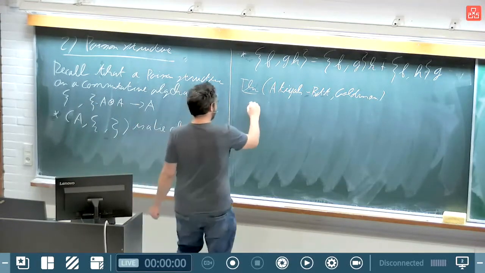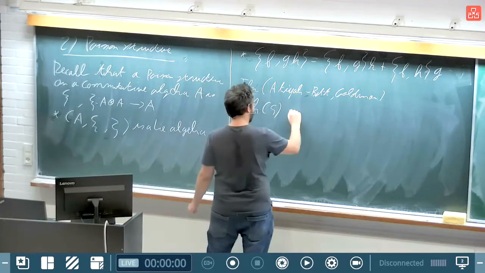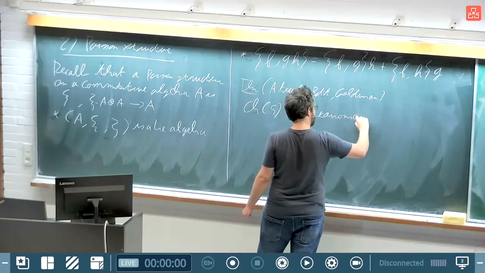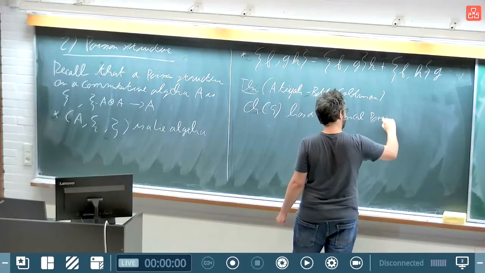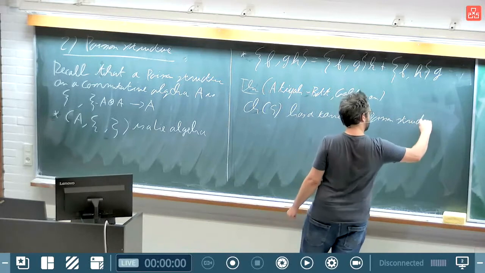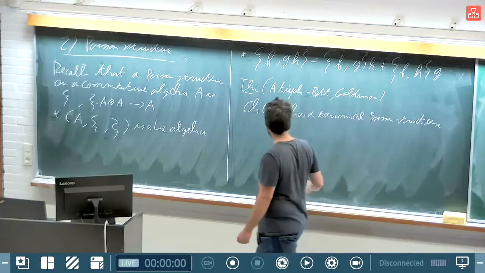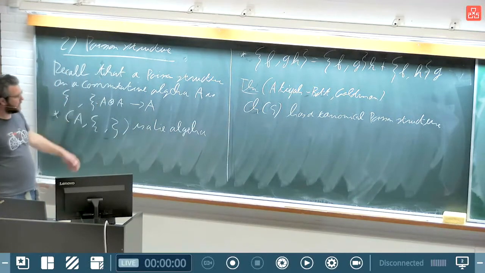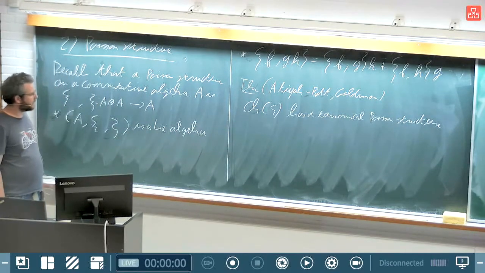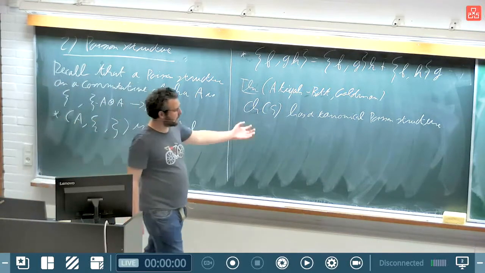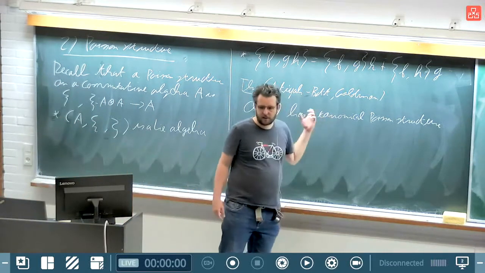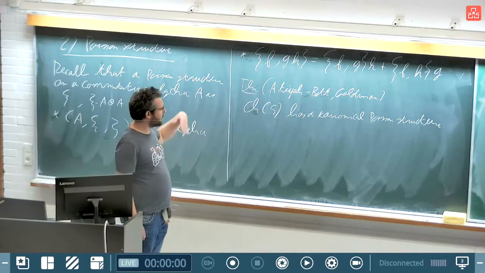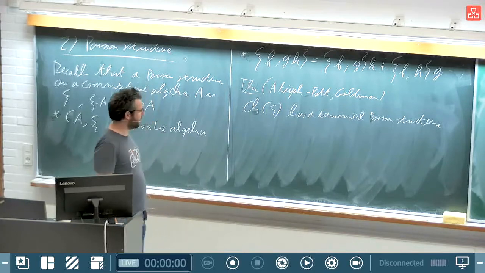Well, of course, the theorem is that this thing has a canonical Poisson structure, by which I mean that the algebra of functions over this is a Poisson algebra. That's what I mean by a variety having a Poisson structure. And what I mean by canonical is that both of these definitions really just depend on the surface abstractly. So in particular, it's invariant by diffeomorphisms and stuff like that.